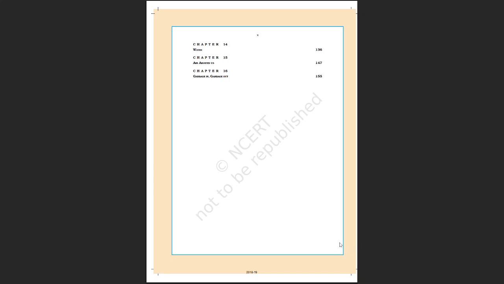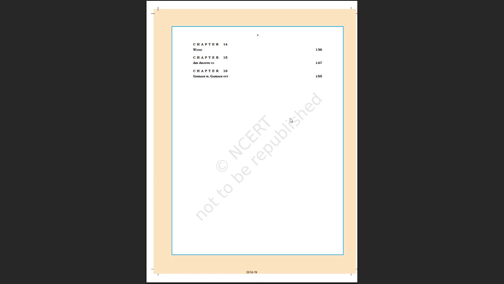Then the 15th chapter is Air Around Us. In this we will study how air is formed around us, the components of air, the vacuum area, air pollution and the control measures of air pollution, the importance of air, etc.